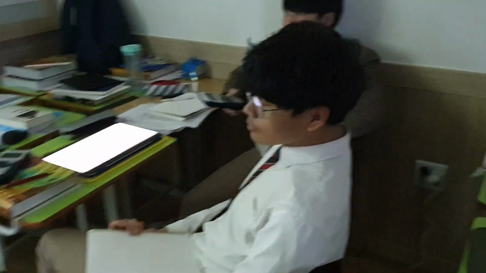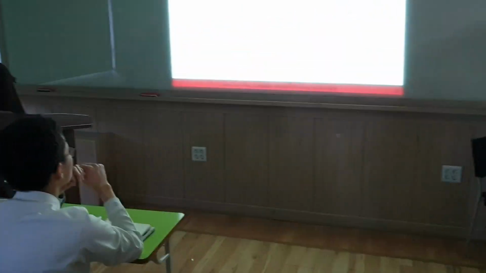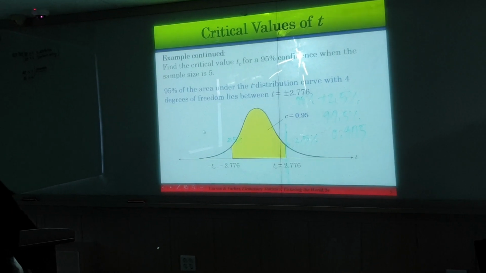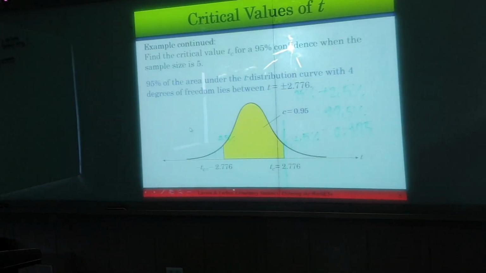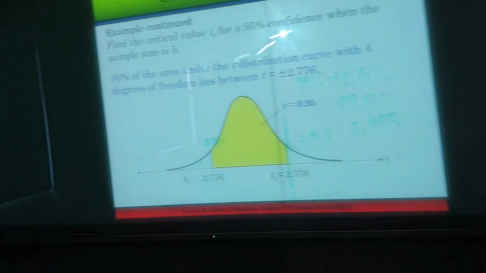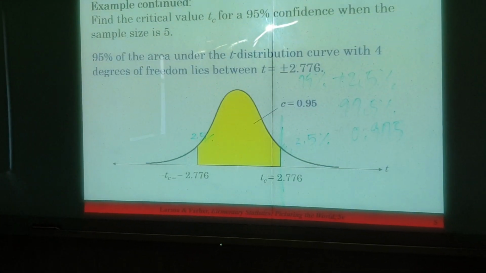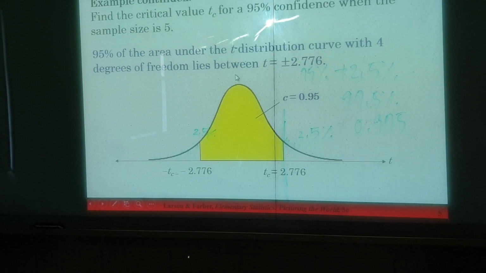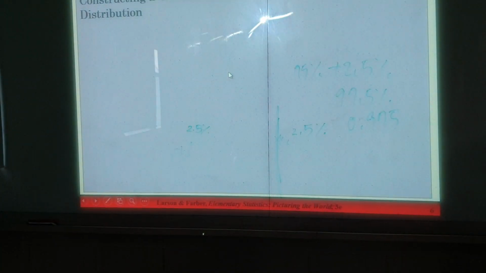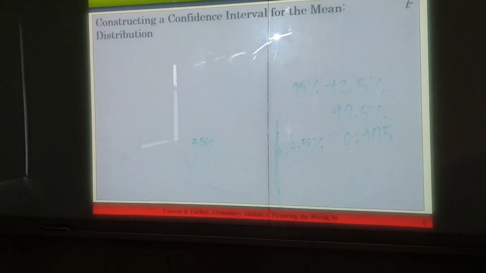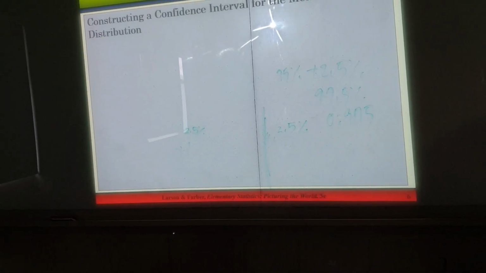Okay, so we have the value here. So the 95% of the area under the t-distribution curve with 4 degrees of freedom lies between t equals plus minus 2.776. Then, constructing a confidence interval for the mean.